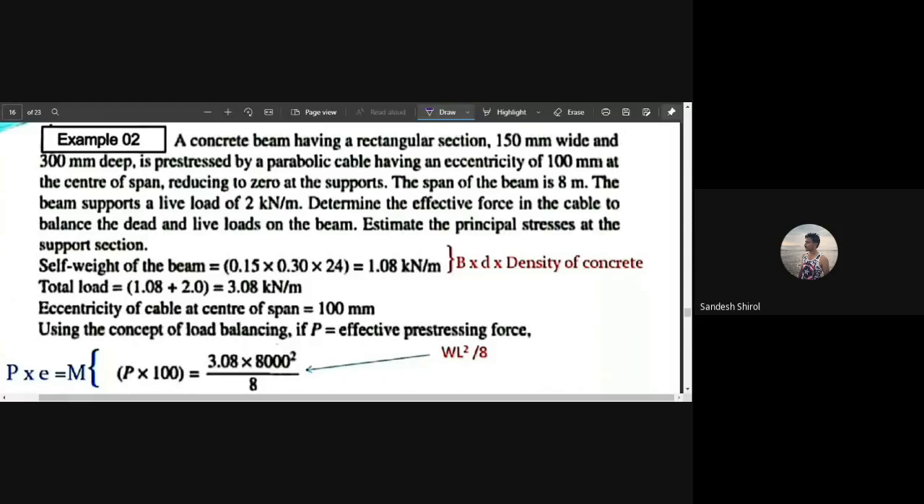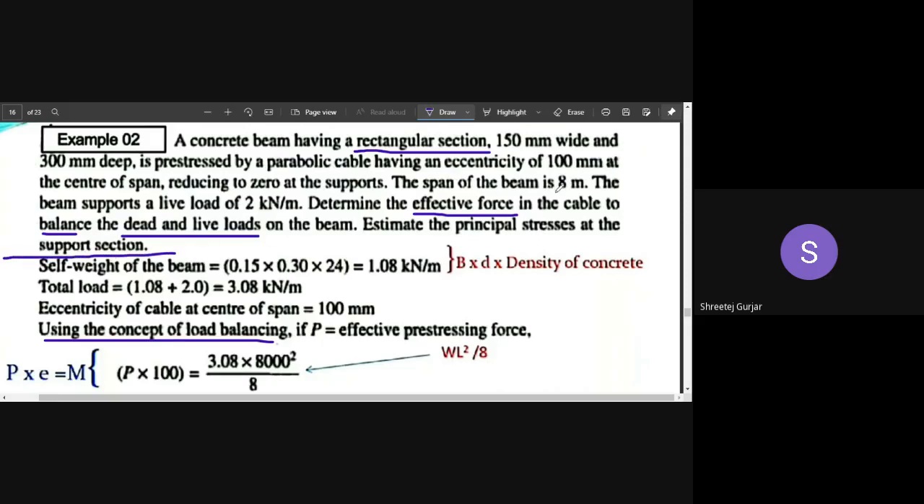Okay, thank you. So here we have a rectangular section, so our calculation will be easier whenever you have a rectangular section. They have told us to determine the effective force in the cable that is required to balance the dead load and the live loads on the beam. Here this particular word balance is coming, so we can think that we require our load balancing concept. So using the load balancing concept, this part is the solution. From here the solution starts.